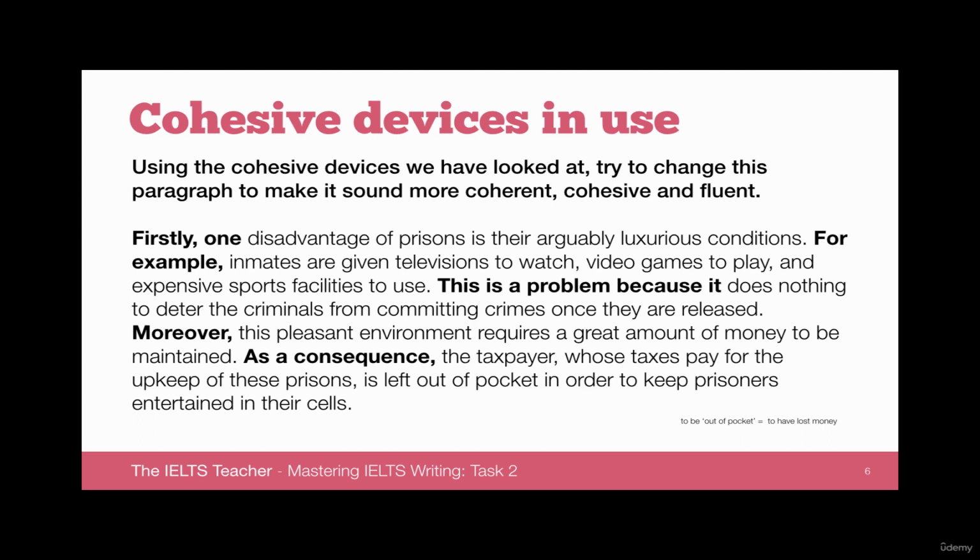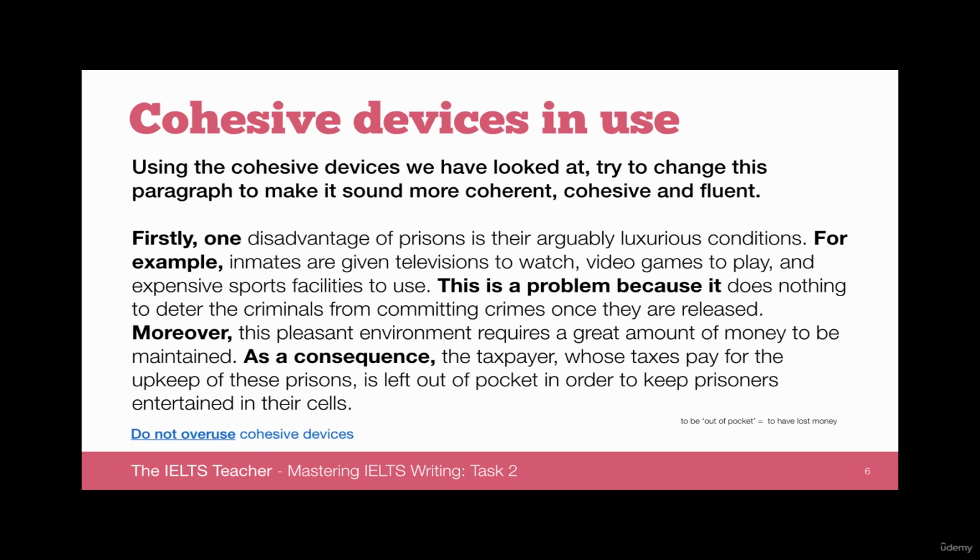As you can see, every cohesive device that's been used here has a purpose. It either introduces a point, it introduces an example, it explains a reason for your previous idea, introduces another point, it introduces a result of the previous idea. They're all referring back to previous sentences, okay, previous ideas. And that really creates a well-developed argument that is also very fluent and cohesive.